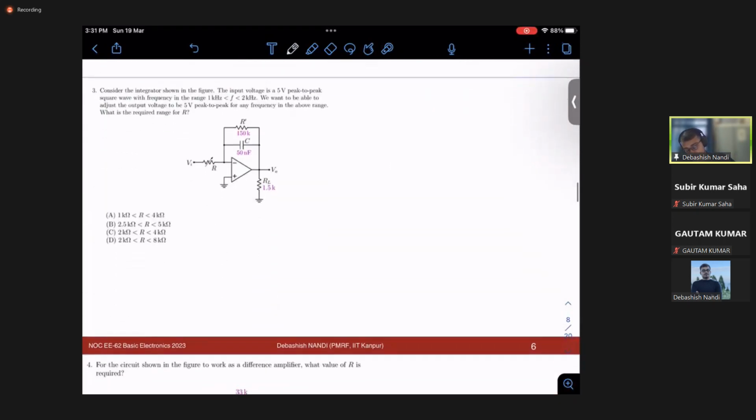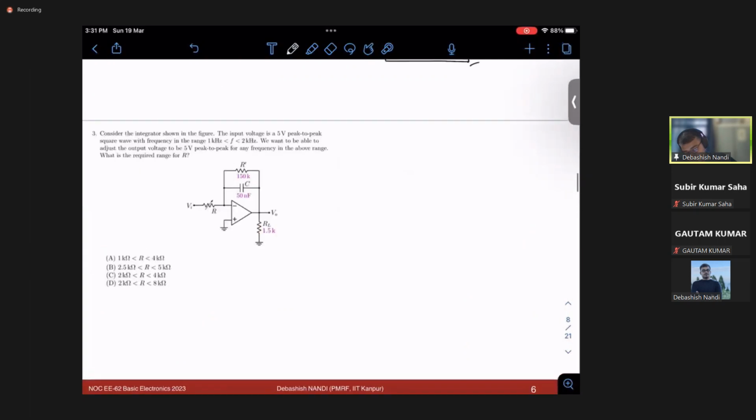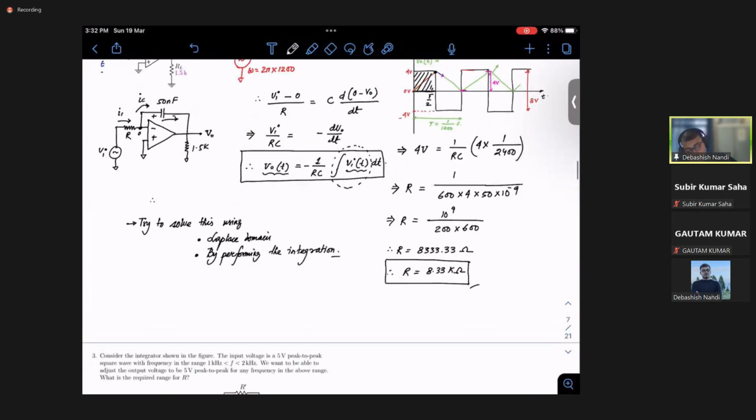Let's move on to problem number 3. So what it is telling is: consider the integrator shown in the figure. The input voltage is a 5-volt peak-to-peak square wave with frequency in the range of this to this. We want to be able to adjust the output voltage to be 5-volt peak-to-peak for any frequency of the above range. Okay, simply you have this formula.